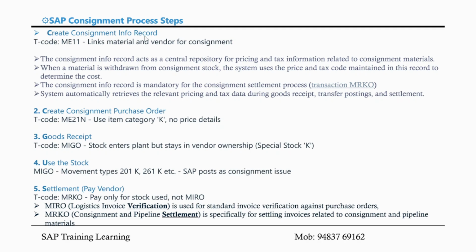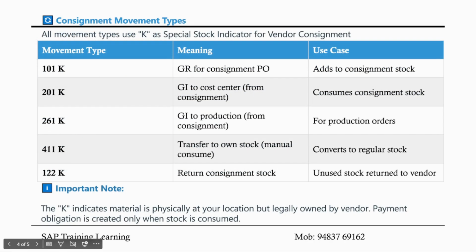First, you create the info record, then a purchase order, goods receipt, and you issue the stock, and you have to settle the stock because you started consuming it. For this, you use MRKO, and here we should not use MIRO. That is the reason: MIRO is always logistics invoice verification, but MRKO is a settlement.